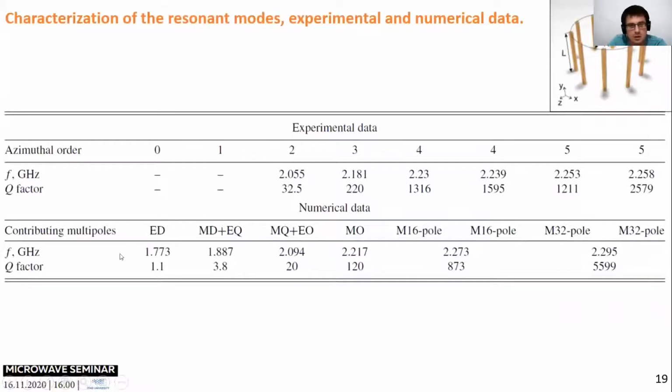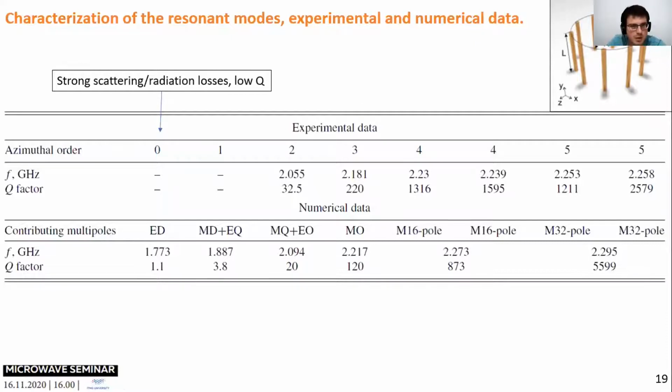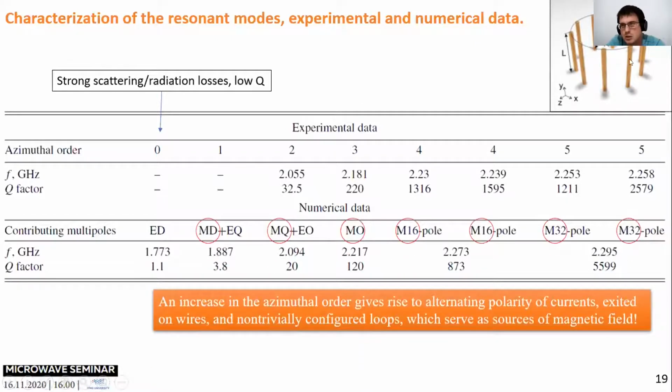Everything is summarized in the experiment in this table, where you can see that enhancement of the mode order leads to enhancement of its quality factor. There is a shift of something like 40 megahertz between the simulation and experimental data, but I suppose this is just related to the non-ideality of the solution. For example, in the transient solver solution there would also be some shifting. What is more interesting here is the enhancement of the alternation in the currents.